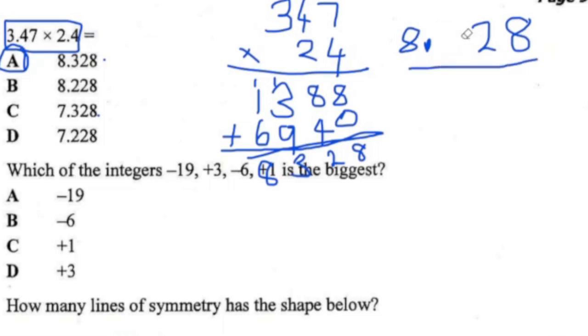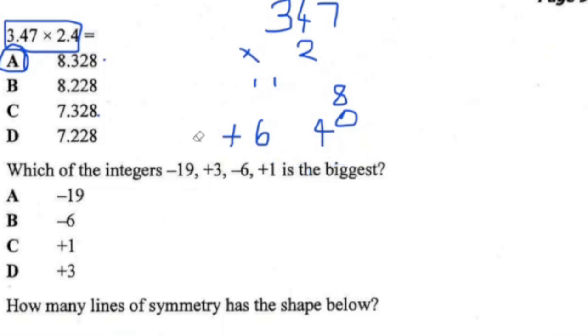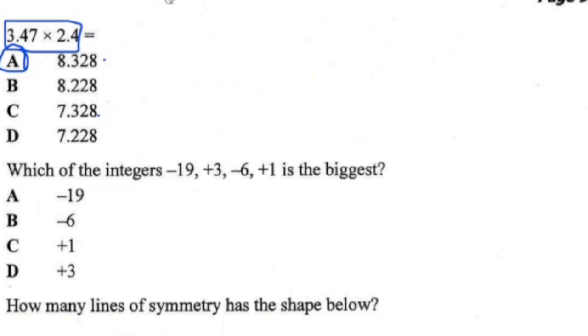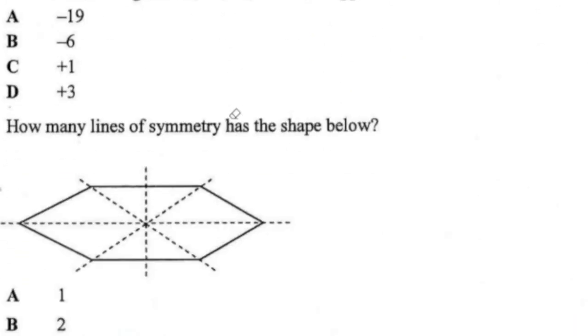Okay, we go to the next question, which is question 38. Which of the integers, negative 19, positive 3, negative 6, positive 1, is the biggest? So the biggest here is positive 3. That's the biggest. So I'm going to write positive 3.